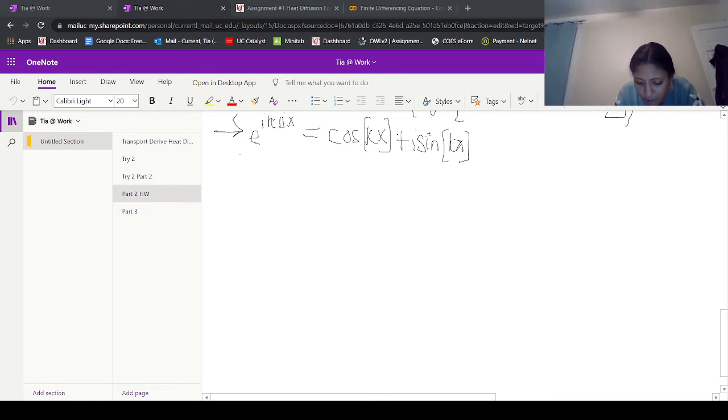because algebra, right? So we have cosine. Let me write a little bit smaller than that so I don't have to move so much. Okay, back to this. So we have cosine of kx.